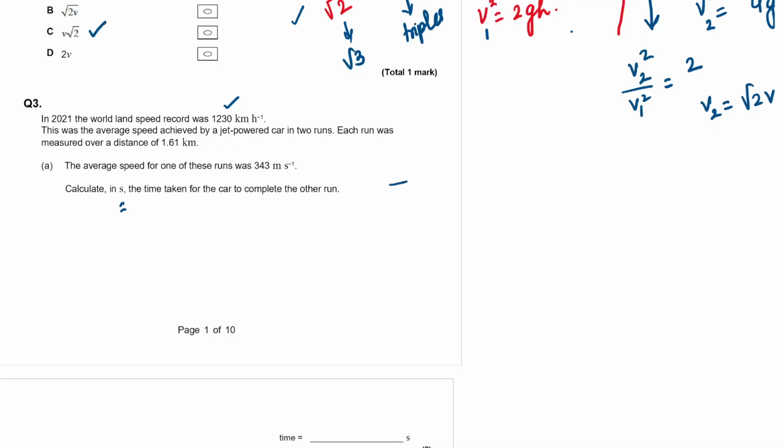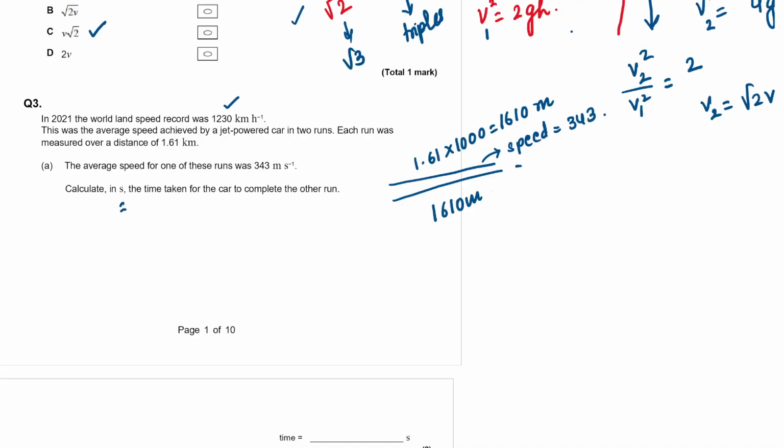Alright, so I'm just doing the straight line. So 2 runs. Each run was 1.61 kilometers, so I'm just converting it into meters: 1610 meters. So each one is 1610 meters. The average speed for one of these runs was 343 meters per second. So for this one, let's say the average speed is 343. So how much time would it take for the first one? And what it has done is it has given you the average speed for the entire journey.